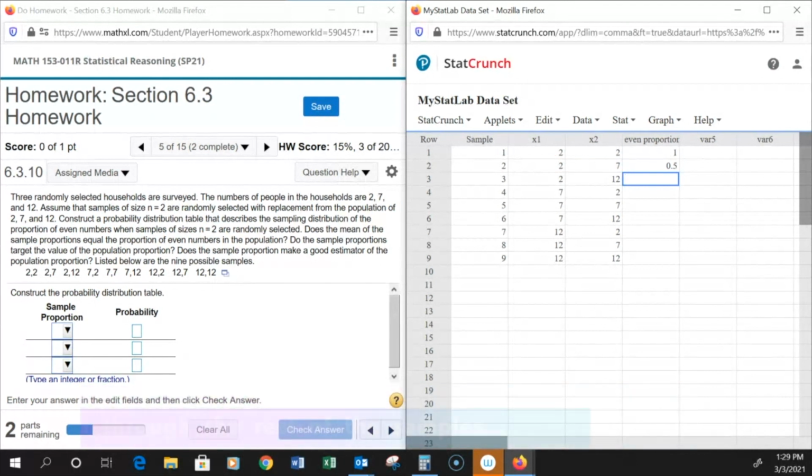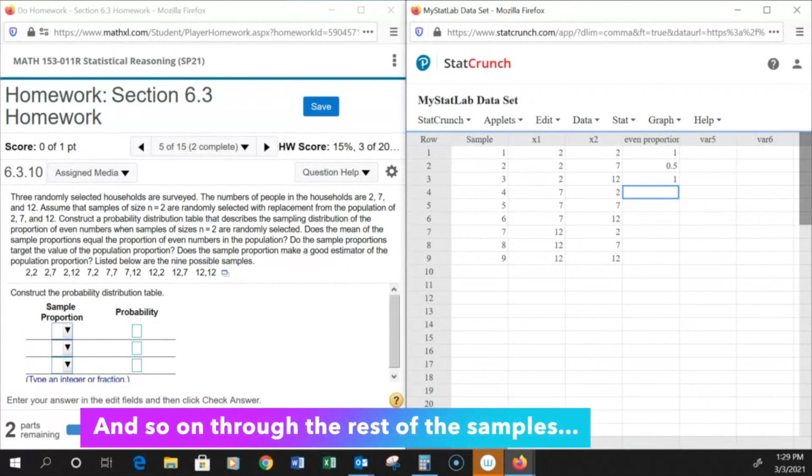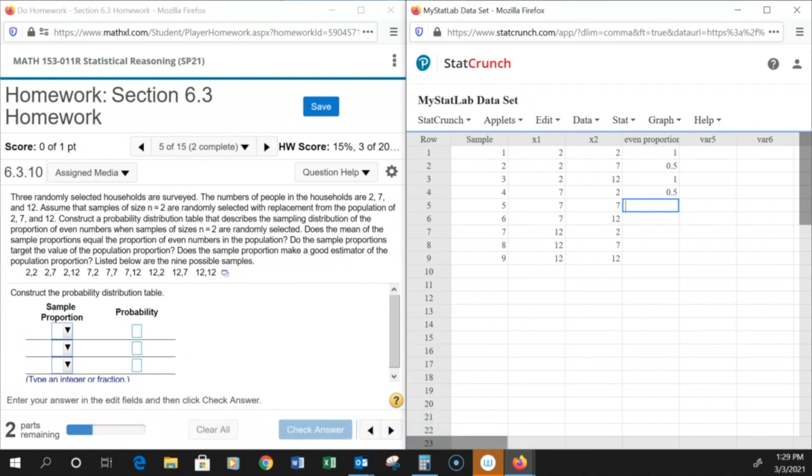And here's a 2 and a 12. They're both even. That's 100%. That's a 1. 7 and 2, well, 1 out of 2 is even. That's a 0.5. And so on like that. 7 and 7, neither is even. So that's a 0. And this is a 0.5. And this is a 1. And this is a 0.5. And this is a 1. You get the idea.